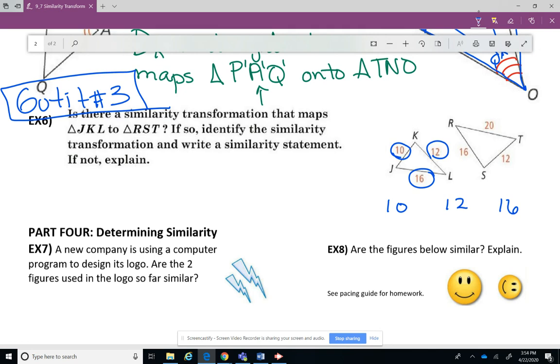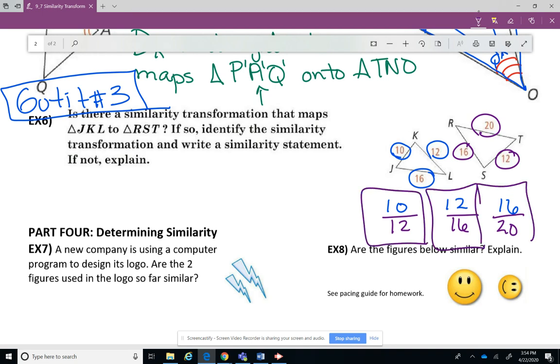Now do the same thing with the triangle on the right. Take those 12, 16, and 20 and do it like this. 12, 16, and 20. Now put the fraction bar in between. You're going to reduce each one of those and see if they're equal. Well, if they're all equal, then they're proportional, and you know that they're similar. And so you're going to have to identify the similarity transformation and write me a similarity statement.